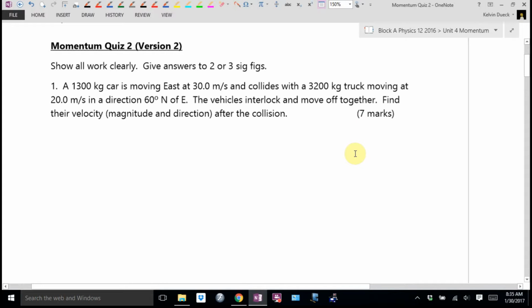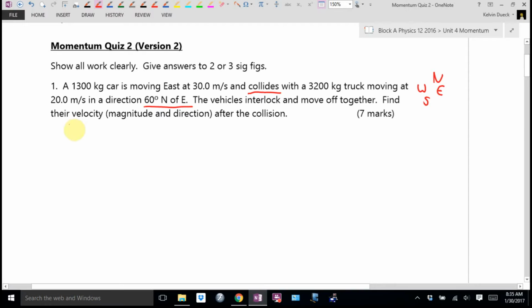A car is moving east. You know what? I've been humbled. I shall put that there. It collides with a truck. Okay, Robbie, there is a collision. And I see angles, which means I'm going to be doing some trig. Find their velocity, magnitude, and direction after the collision.